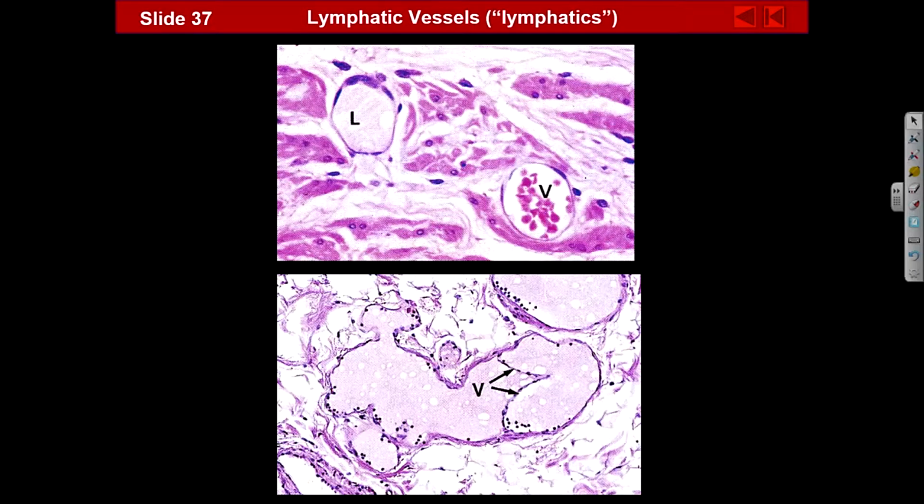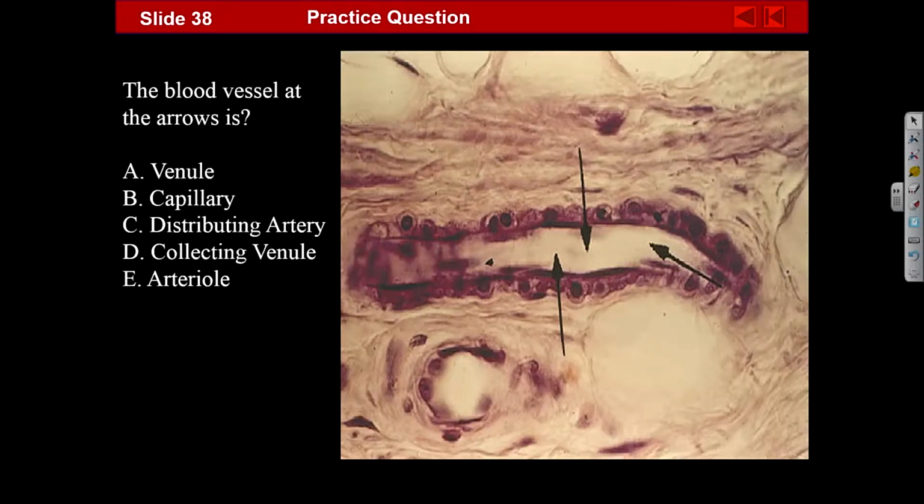Okay, so we've seen this one before, lymphatic vessel. So this is a vein because we can see red blood cells. This is a lymphatic vessel because we can see only lymphocytes. There are no red blood cells in that blood vessel, okay? It does have a valve, but it doesn't have any red blood cells, so it's got to be a lymphatic vessel. Any questions? Okay, there you go. Question. Basically, name this blood vessel.